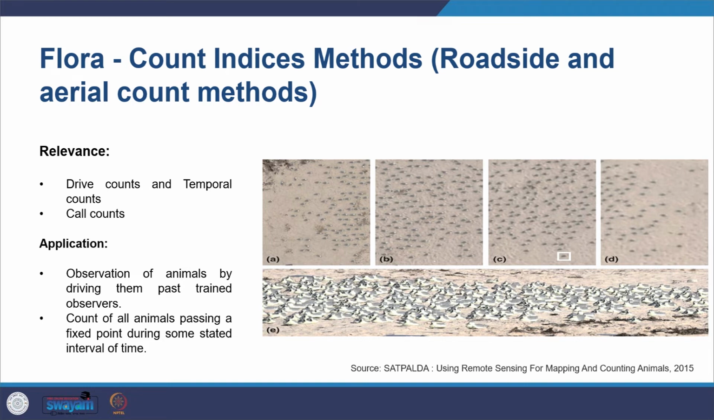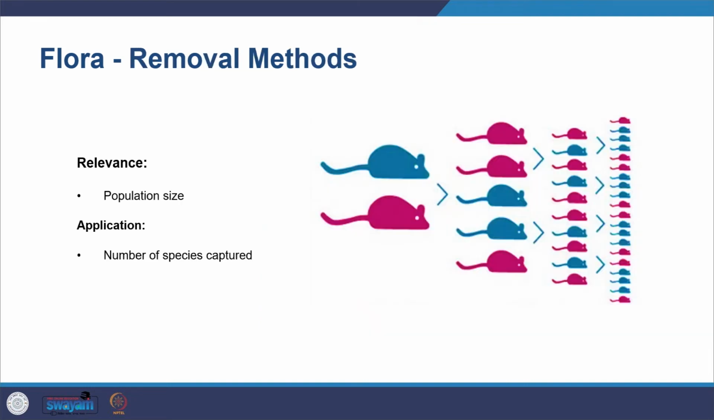Then you have the removal method, which is usually used to determine the population size, based on the number of species captured. It is usually used for estimating small mammals such as rodents through baited snap traps. So through that you do that.